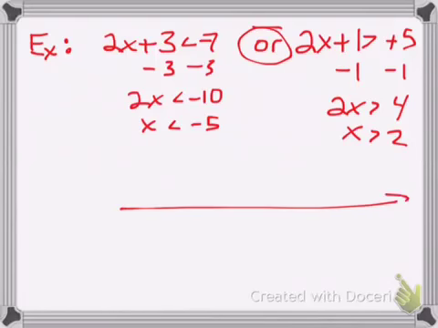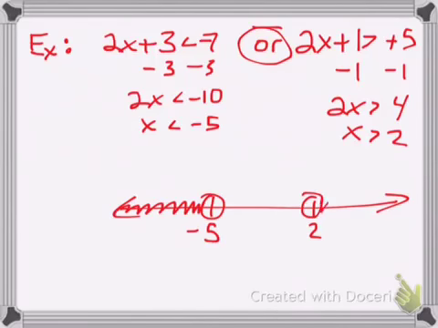All right, so on our number line, we're going to do negative 5, positive 2. Open circle, shade to the left. Here we'll have an open circle and shade to the right.